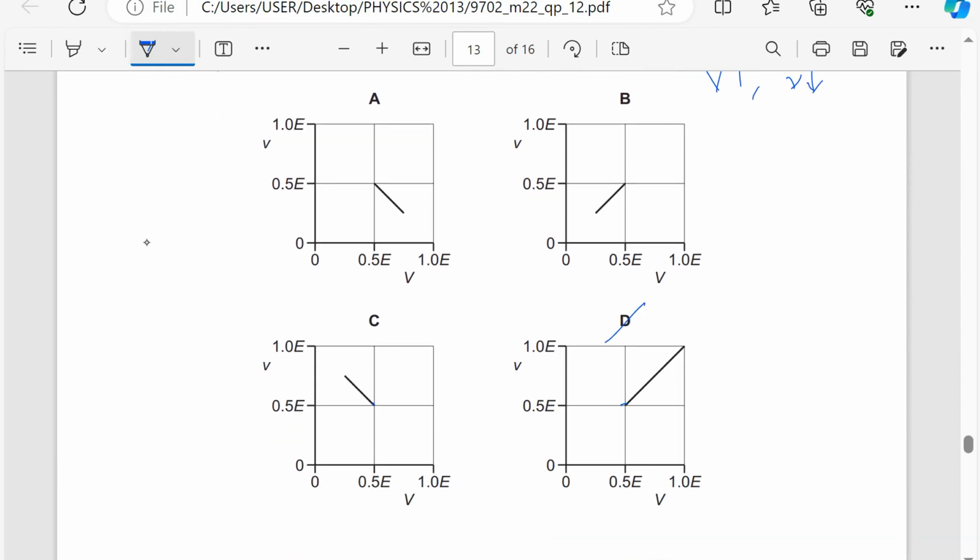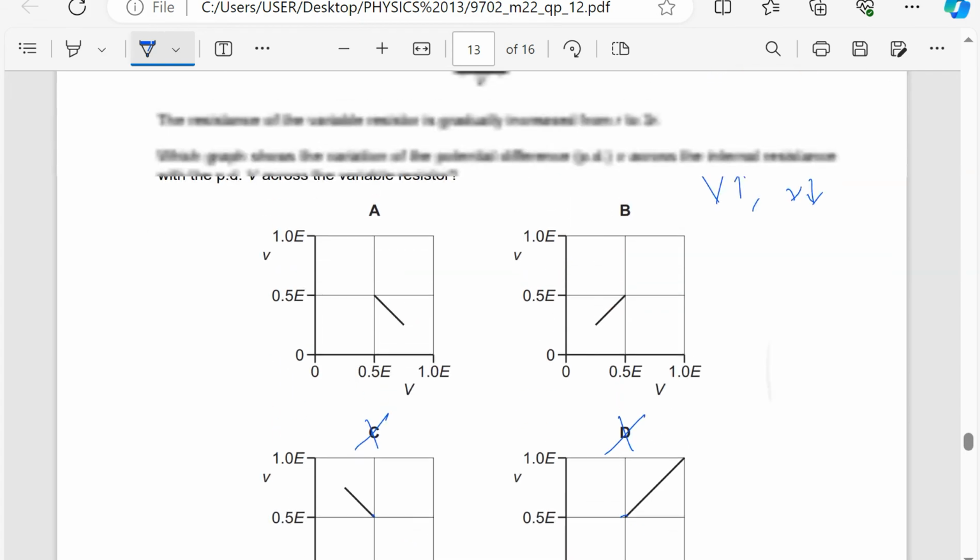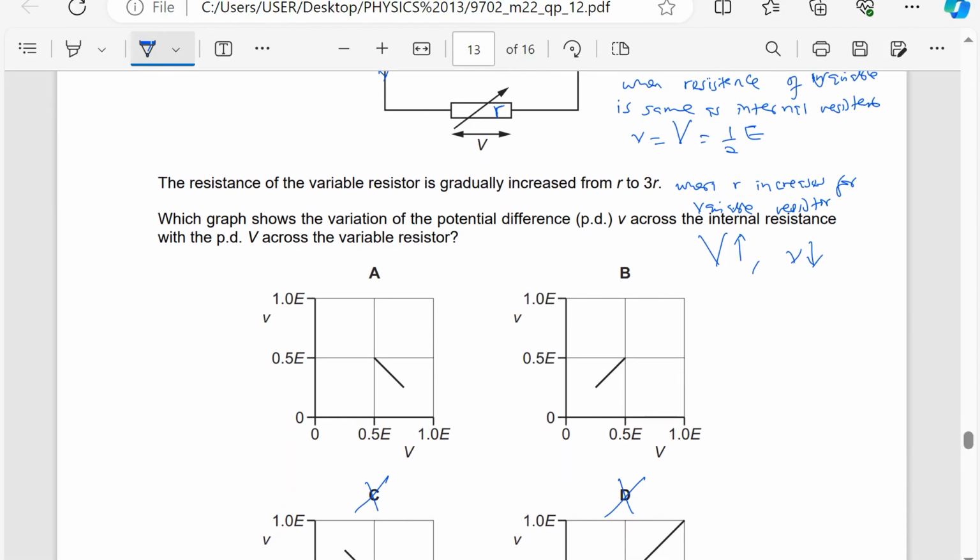So it means we eliminate D and we eliminate C, because D and C are showing that as V increases, small v is also increasing. That is not very true. Okay, so we are remaining with the 2.